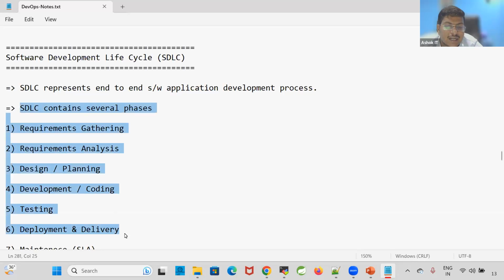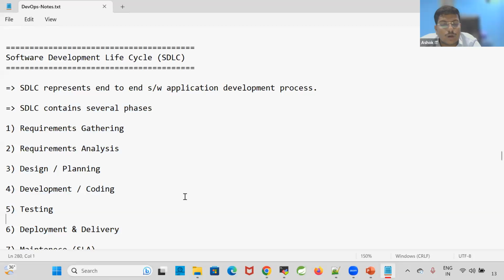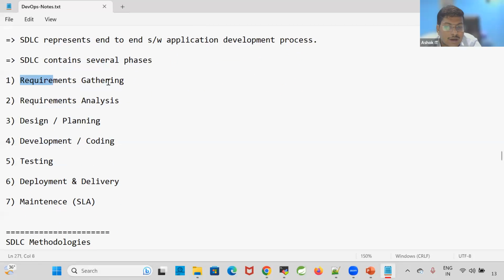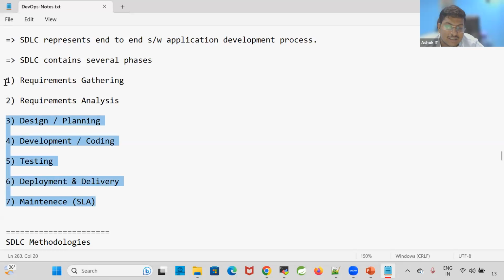So SDLC contains several phases. What are the phases available? Requirements gathering, requirements analysis, designing, development, testing, deployment, and maintenance. These are called SDLC phases. Every company will follow these SDLC phases to develop and deliver software applications to the clients.